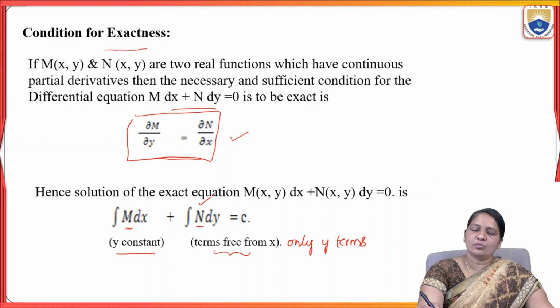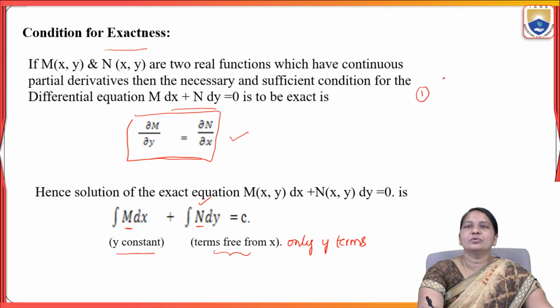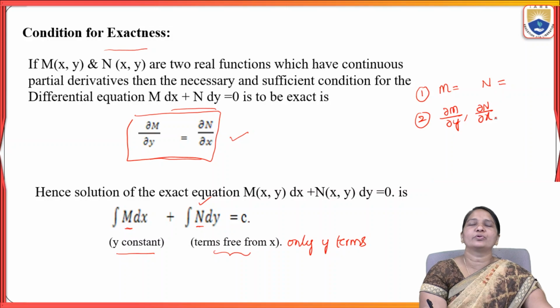So what is the procedure we are going to follow here? First we have to check whether the given equation is exact or not. First we have to take the values of M and N. What is the M value? What is the N value? We have to identify them. Then, second, we have to calculate dou M by dou y and dou N by dou x. After that, we have to check whether dou M by dou y is equal to dou N by dou x or not. If it is equal, then we have to find the general solution.